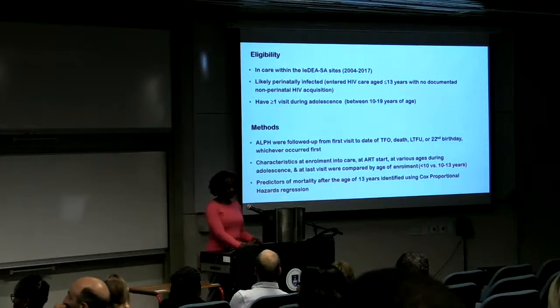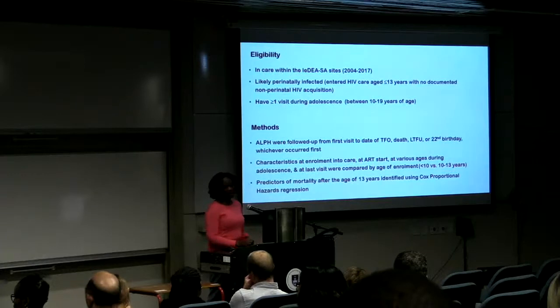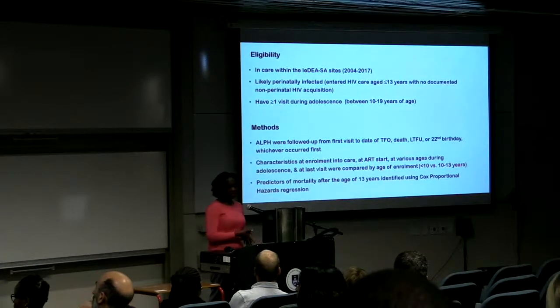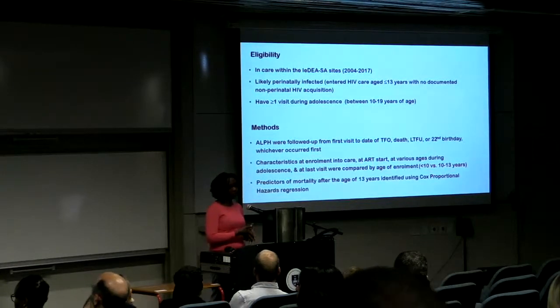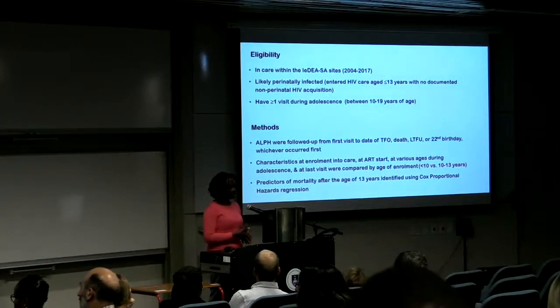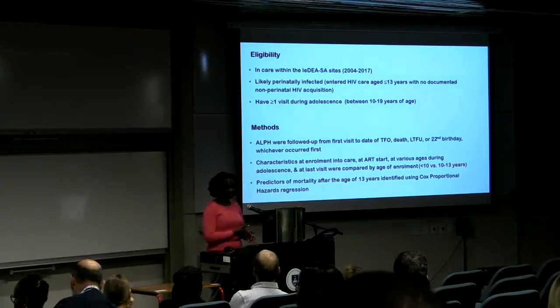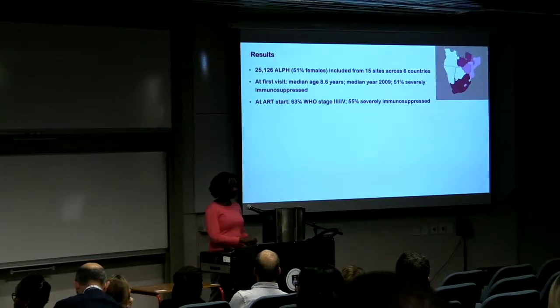We looked at the characteristics at enrollment into care, at ART start, at various ages during adolescence, and at last visit. And we compared these characteristics amongst those that had entered care before the age of 10 and those that entered care between the ages of 10 to 13, which we assumed were the slow progressors. And then the predictors of mortality after the age of 13 years we identified using the Cox proportional hazards regression.